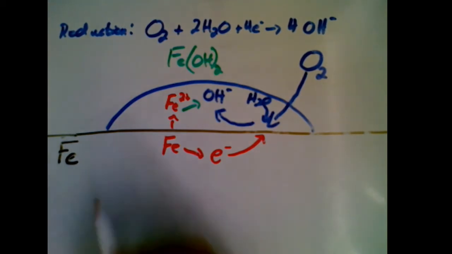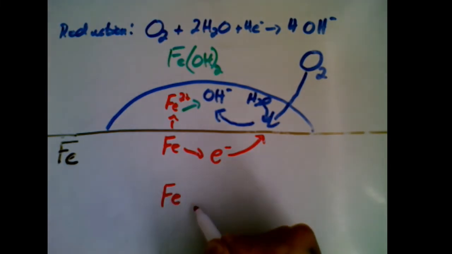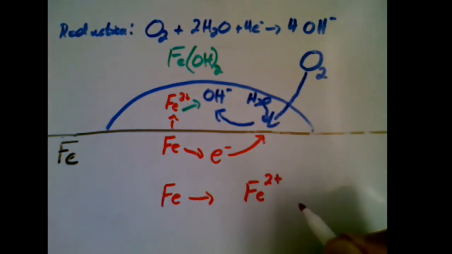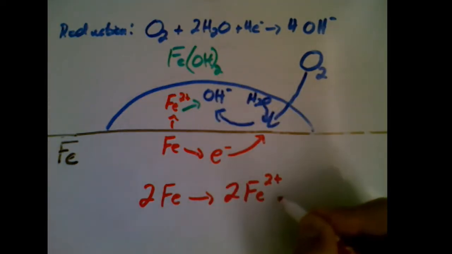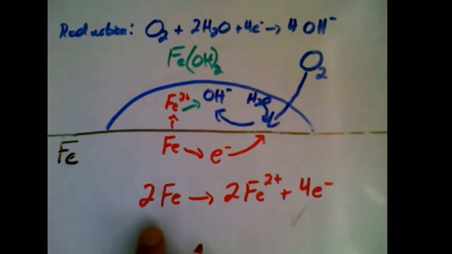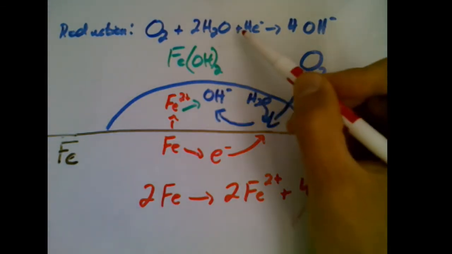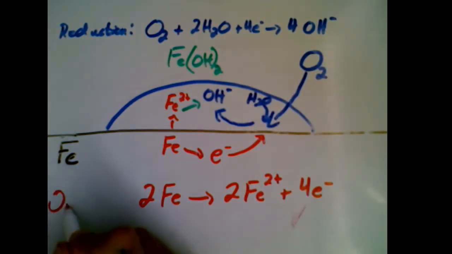The oxidation reaction, on the other hand, starts with our Fe as a solid, and it is going to turn into Fe2+. Now, to balance the electrons, because of the 4 electrons here, we have to make sure we have 2 irons being exchanged, each iron losing 2 electrons. These electrons that get lost by the iron end up being given away to the oxygen, and this is our oxidation reaction.